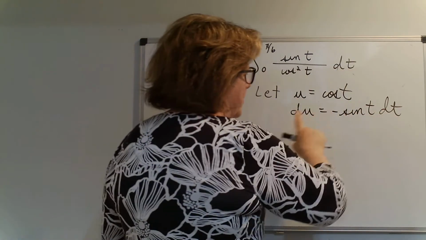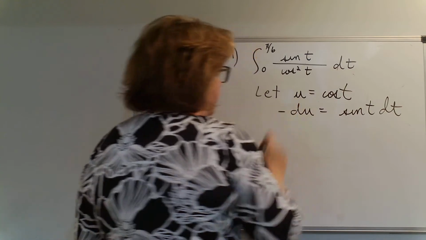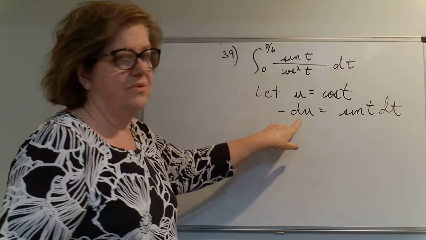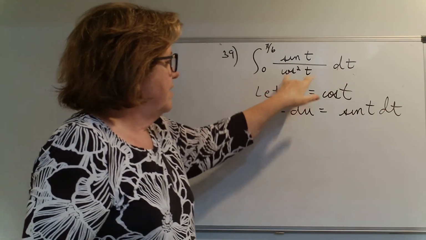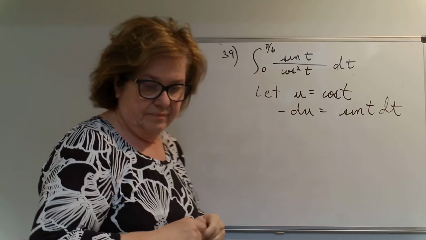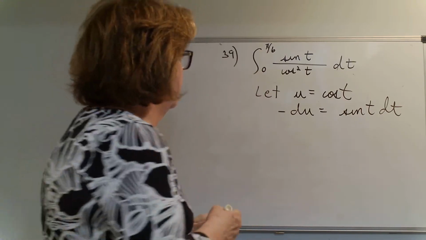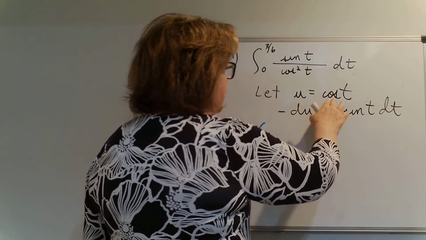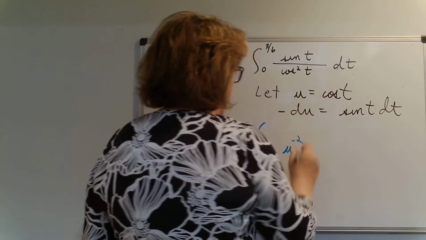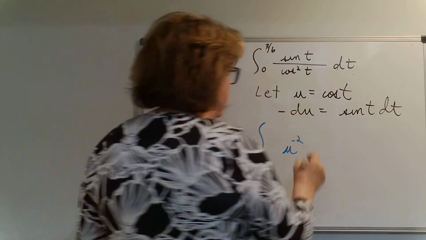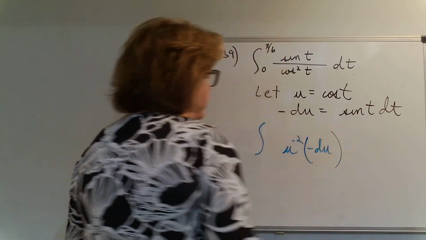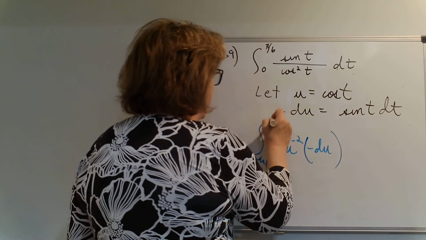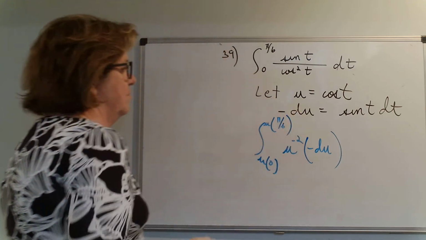But we've got a negative here, so I'm going to multiply both sides by negative. Now I know I can substitute sine of t dt with negative du. Cosine squared of t becomes u squared. So our new integral is going to look like u to the negative 2, because that's on the bottom, times negative du. Now we have to figure out u of 0 and u of pi over 6 to get the new limits of integration.